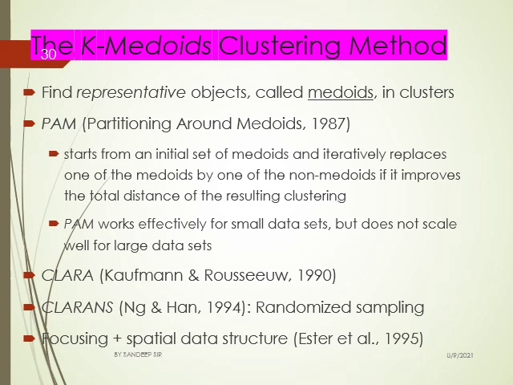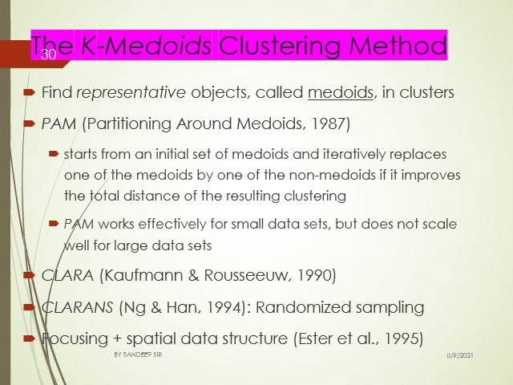This K-medoids clustering method, you can see, is also called the medoids method or PAM method. We start from an initial set of medoids, and iteratively, based on different iterations, you will see replacements are done if this improves the total distance of the resulting cluster. Each time you replace one particular point as the middle point, the cluster also changes. This works effectively for small data sets, but may not be suitable for very large data sets. So this is something which is very important.